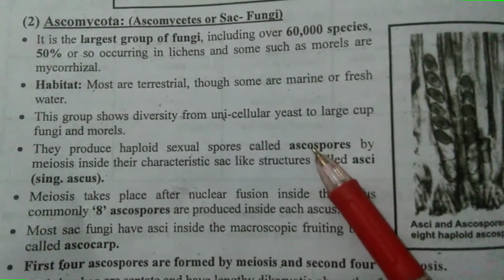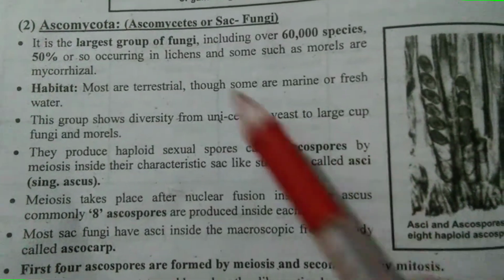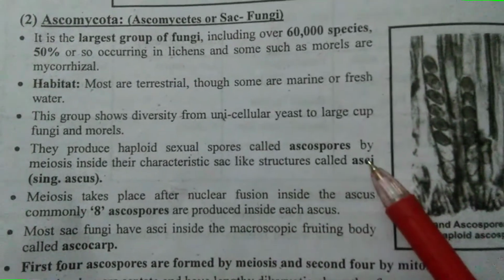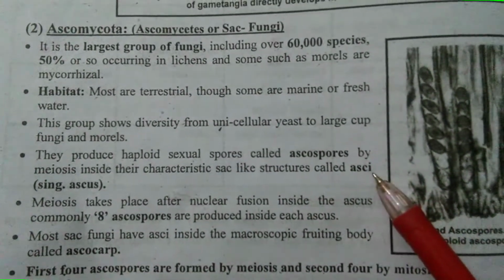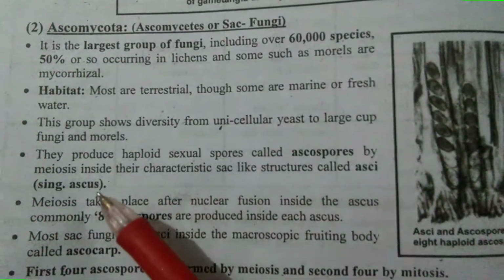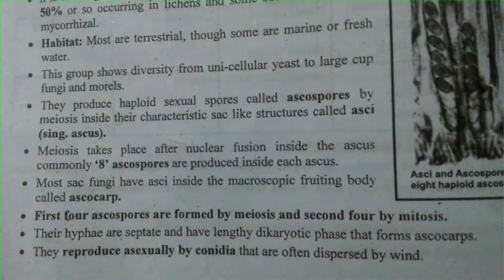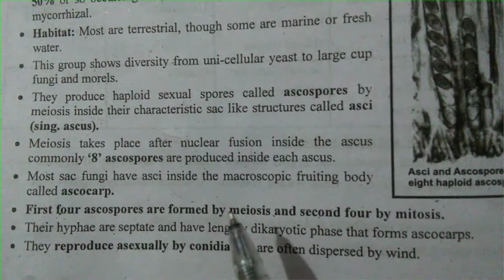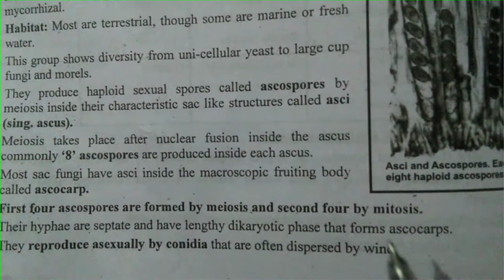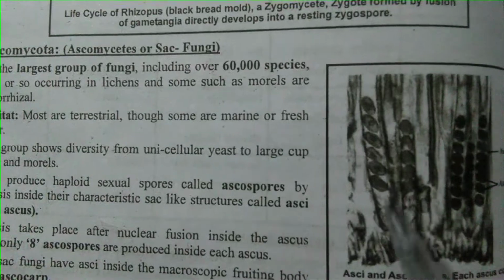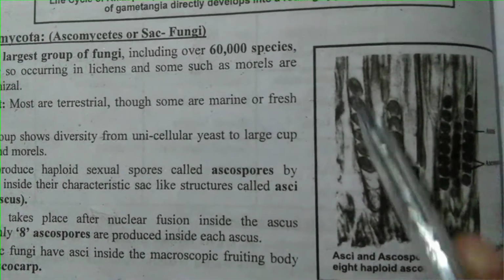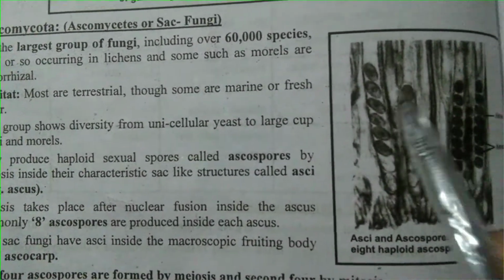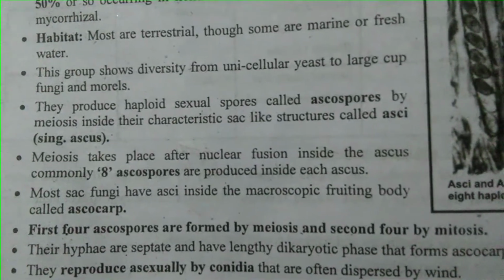And the sexual spores are called ascospores. On the basis of this, the group is named Ascomycota, and they are produced in the ascus, as I told you in the previous lecture. Four will be formed by meiosis, and the four will be duplicated by mitosis, so a total of 8 ascospores will be produced in one ascus. This is the ascus, this is the ascocarp, in which these asci are arranged, and inside each almost 8 ascospores are produced.